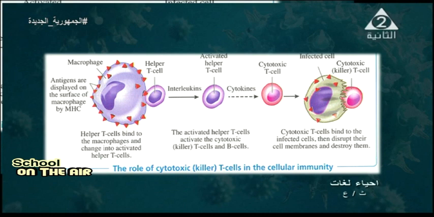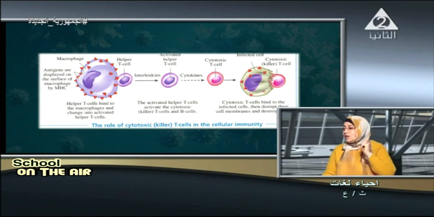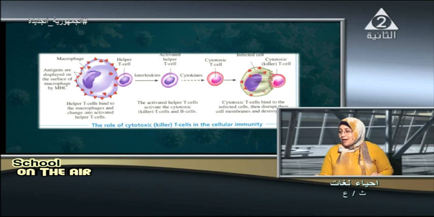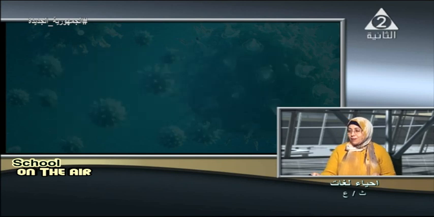Activated helper T cells form cytokines, which form the killer, or cytotoxic, T cells. Cytotoxic T cells bind to the infected cell and transmit it outside the body through the plasma.